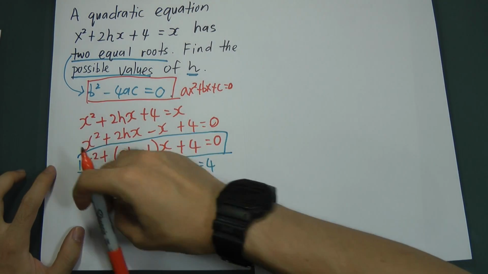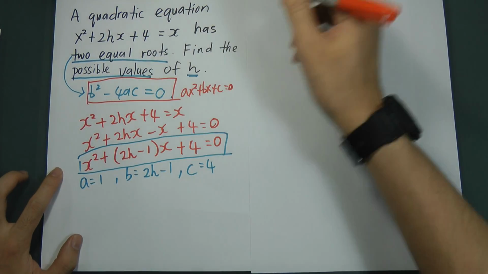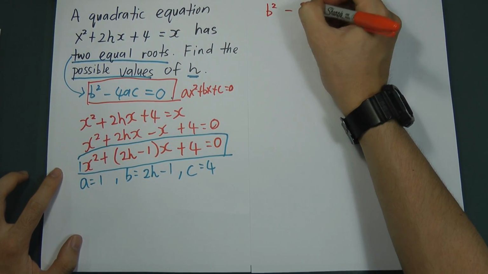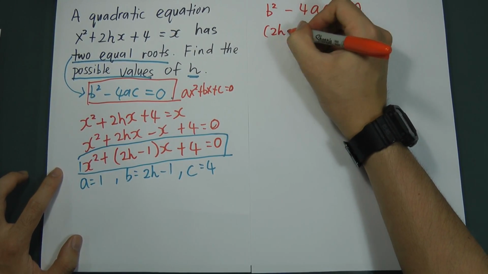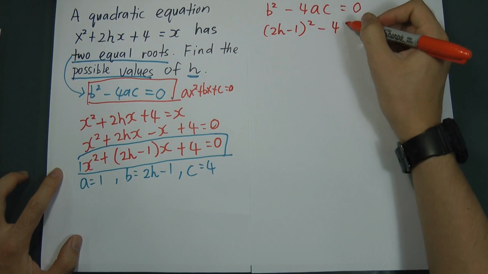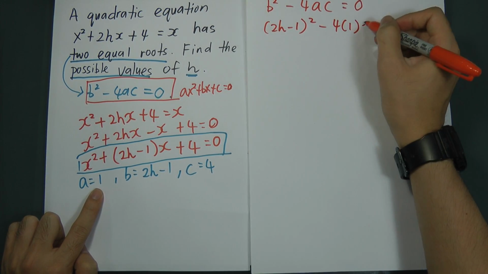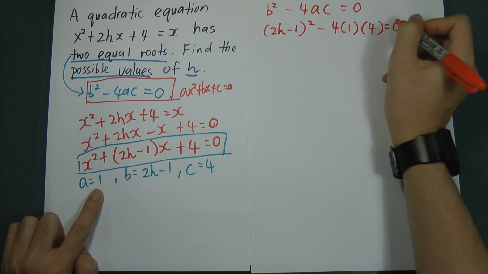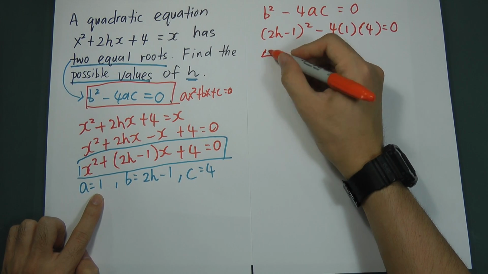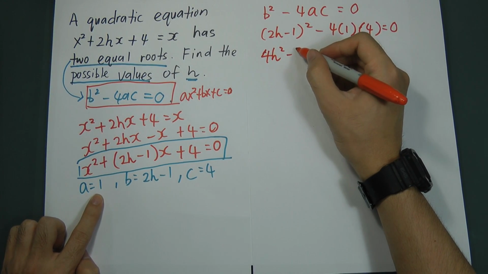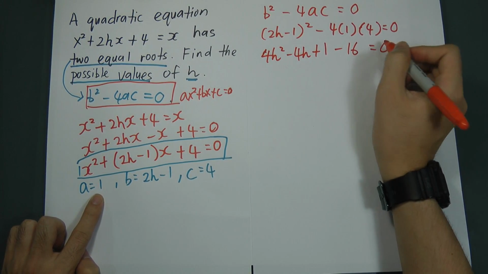Okay, if you got all the information, then what you need to do is just substitute in. So I substitute everything here. Substitute in b squared minus 4ac equal to 0, because he said got two equal roots. So b over here is (2h minus 1) squared minus 4 times a. What is a? a over here is 1. c over here is 4, equal to 0. Then I continue. I expand this one, I will get 4h squared minus 4h plus 1, and then here is actually minus 16 equal to 0.